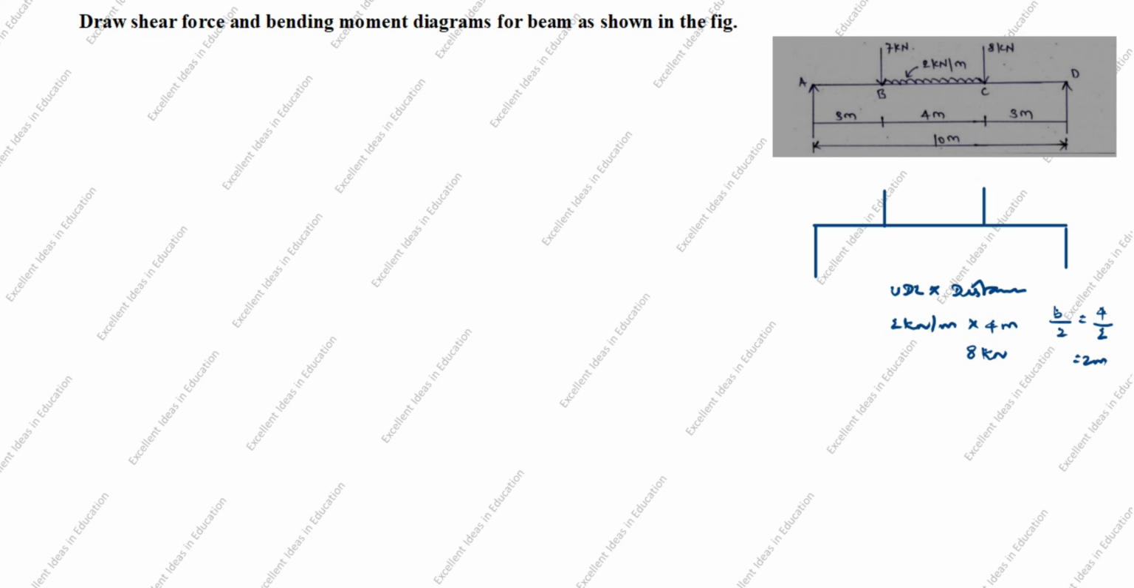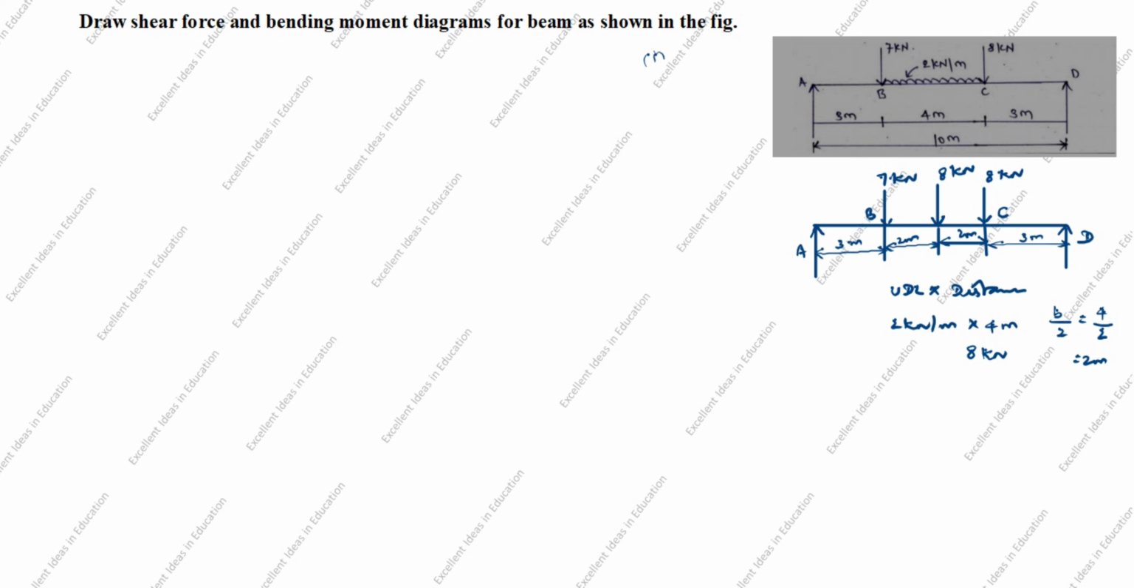So we will take here to here is 2 meter. Here to here is 2 meter. Here the point load is 8 kilonewton. Here is 7 kilonewton. Here is 8 kilonewton. Arrow comes down, arrow goes up. A, B, C, D. This distance is 3 meter. This distance is 3 meter.